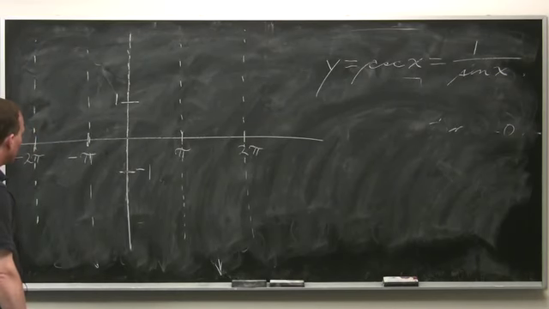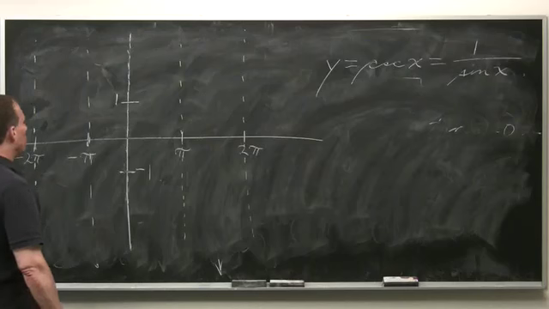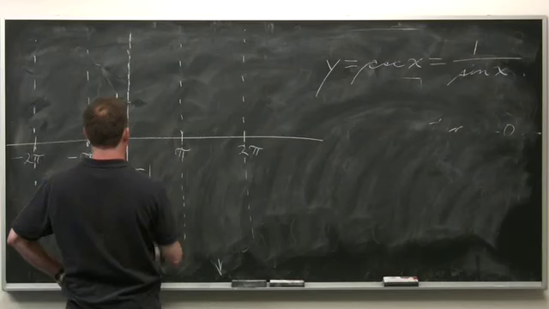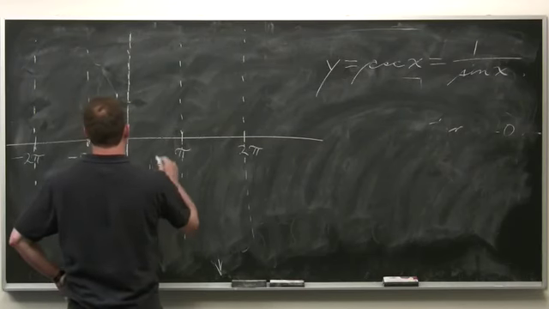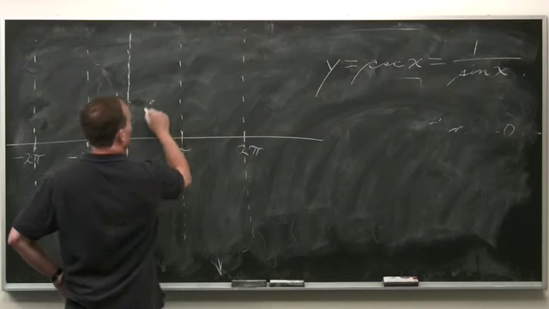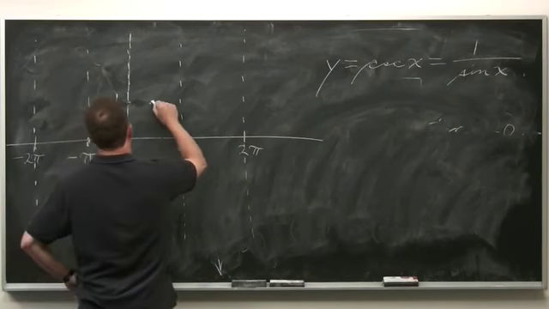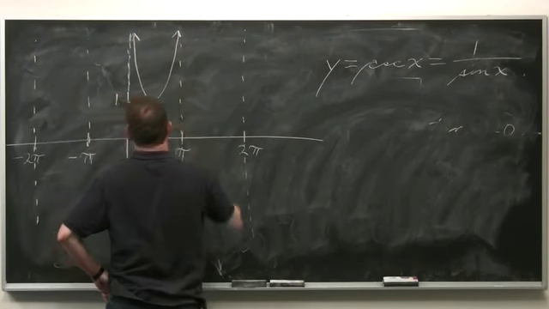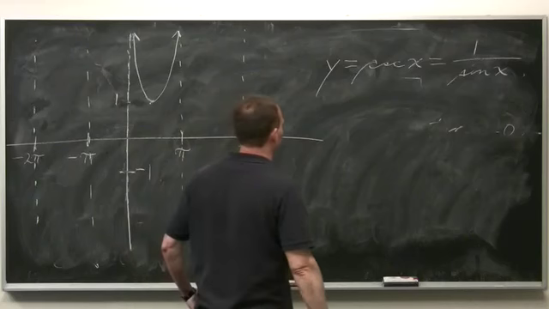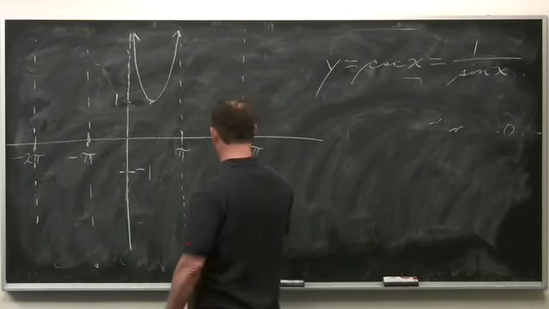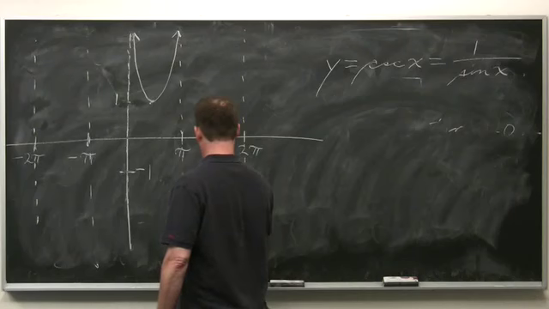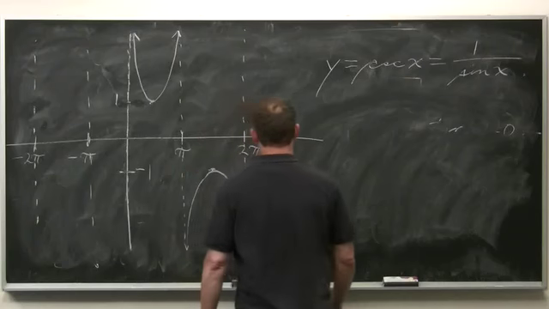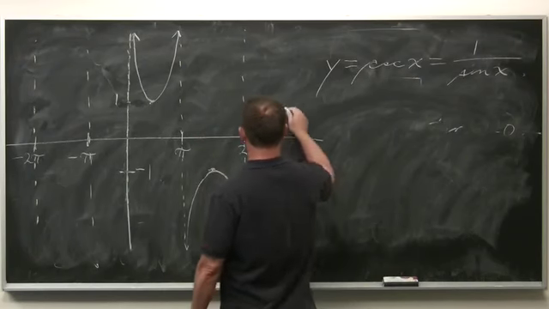And what do you get in between the asymptotes? Well, you get exactly what looks like the graph of secant, except shifted over. And then this repeats.